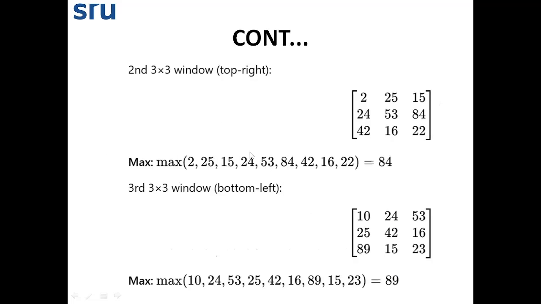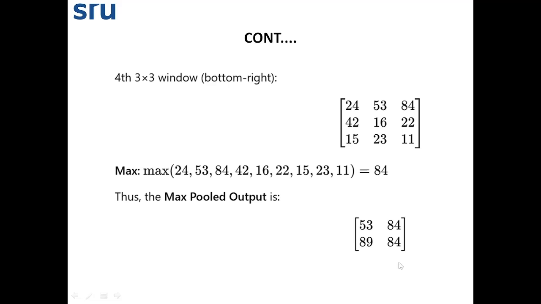Top left. Then similarly the top right 3 cross 3 window. From all these elements we have to take the maximum element. Then the 3 cross 3 window at bottom left. Again, from this matrix, when we take the maximum value, we get 89. Then the 3 cross 3 window at bottom right, where we have 84. Thus the maximum pooled output we get is 53, 89, 84, 84.